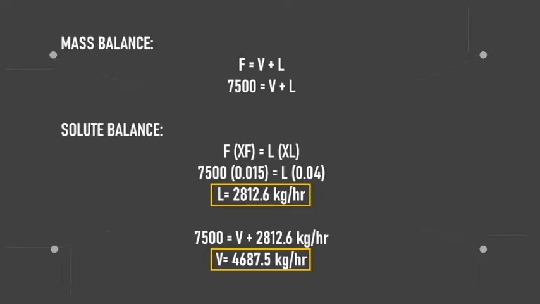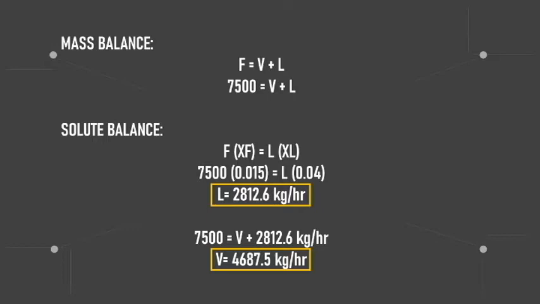The first thing we're going to do is a mass balance, which is F is equal to V plus L. Since we're given the feed rate, which is 7,500, we substitute its value there. So 7,500 is equal to V plus L. Since we have two unknowns, we're going to need one more equation. So we're going to do a solute balance, which is feed times its weight percent is equal to L times XL. Vapor is not included in the solute balance since there is no solute in the vapor.